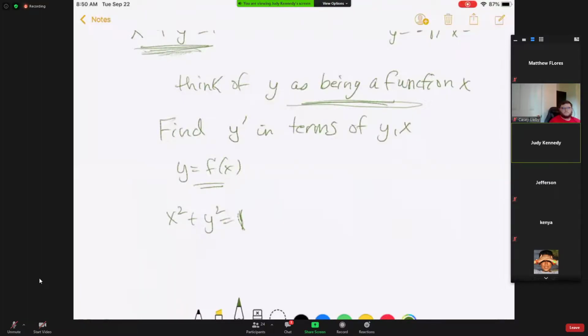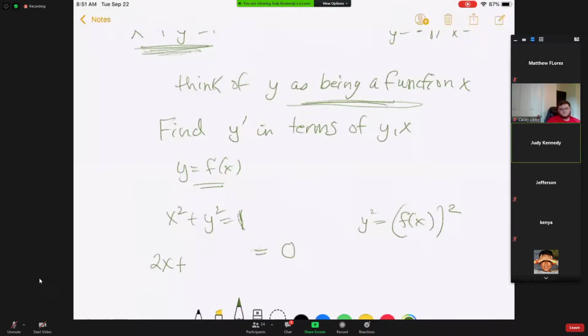I'm going to differentiate the left-hand side and differentiate the right-hand side. The derivative of 1 is 0. Okay, that was easy. What's the derivative of x squared plus y squared? Well, the derivative of x squared is 2x. Y squared is actually a function squared. That means chain rule.